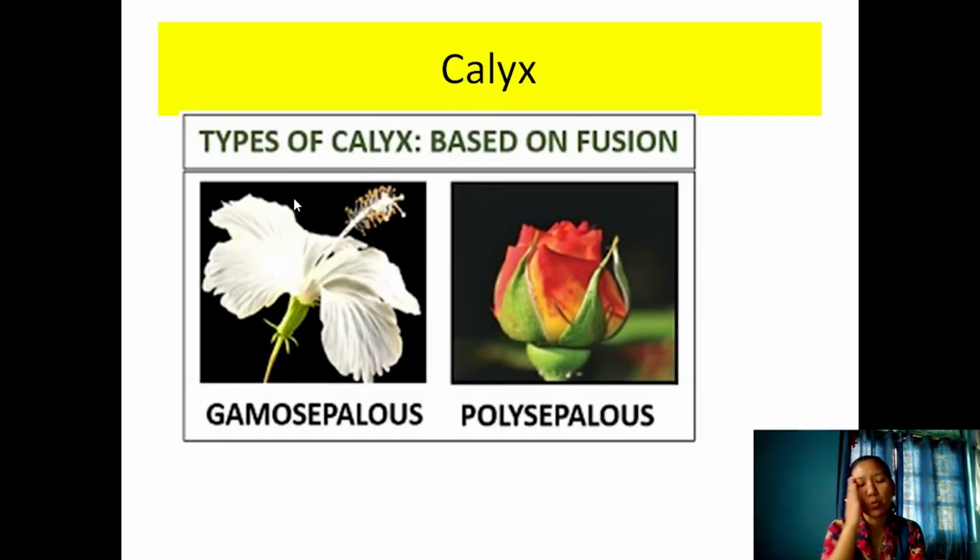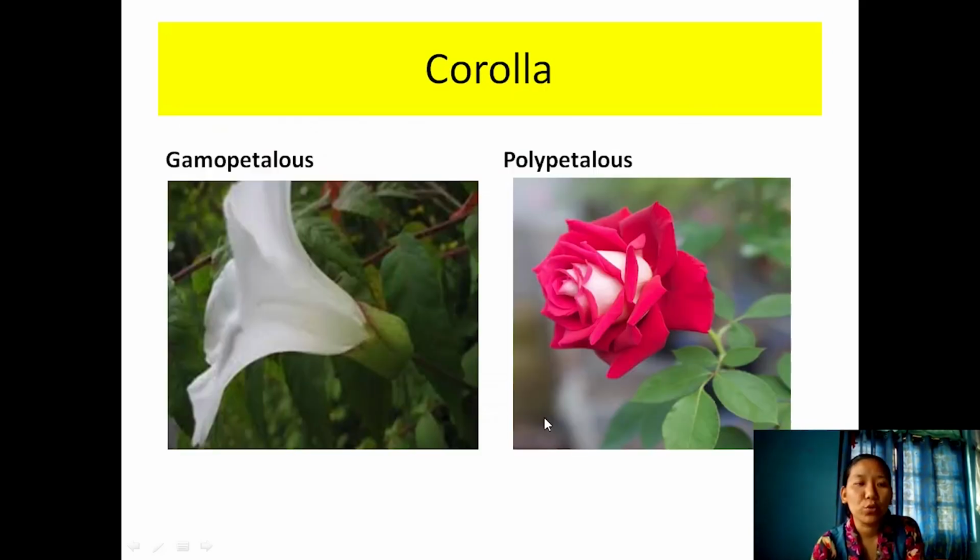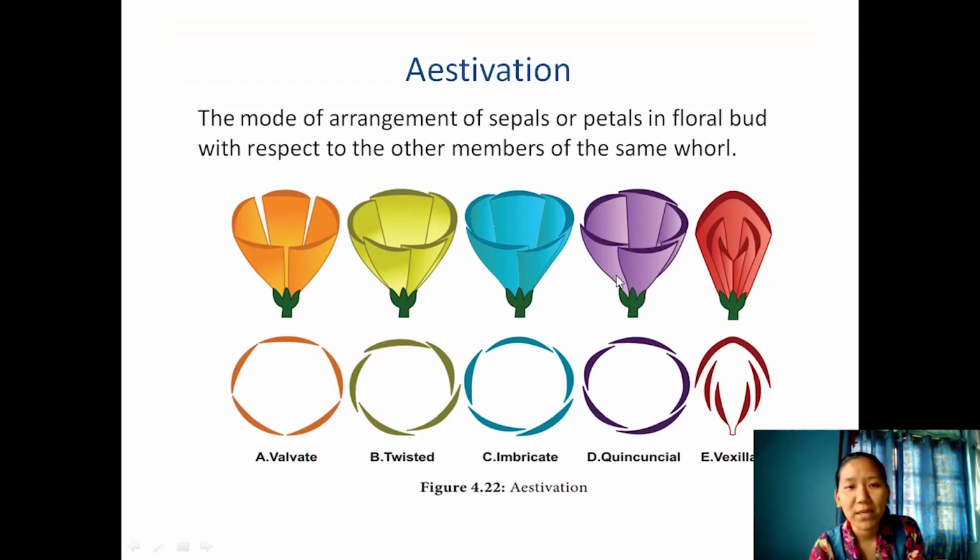Now let's talk about each one of them. Calyx. It is based on the type of fusion. The sepals can be completely fused or they can be separate individuals. If fused, like in the case of hibiscus, the green color forms a tubular structure here. It is completely fused. Such a type of calyx we call gamosepalous. Gamo, it is fused. And here in the case of rose, you find that each one is individual. They are not fused. So polysepalous. Likewise, in corolla also, the petals can be fused like this. If fused, we call it gamopetalous. And if free, like in the case of roses, we call it polypetalous.